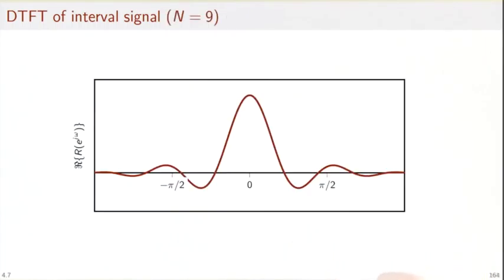We see now the DTFT for the case N equal to 9, and in this case we show the real part. If we center this signal, the phase factor would be equal to 1, and we see exactly this.